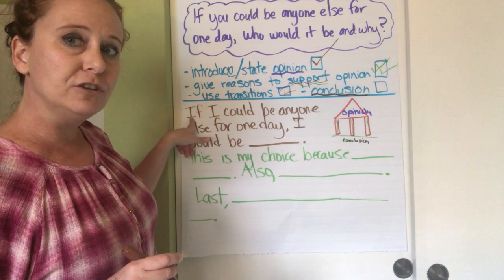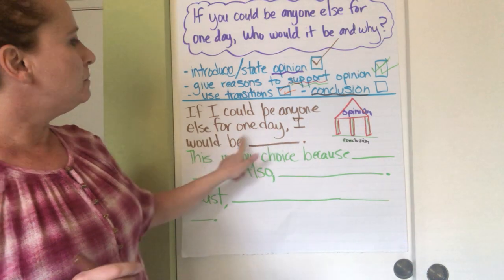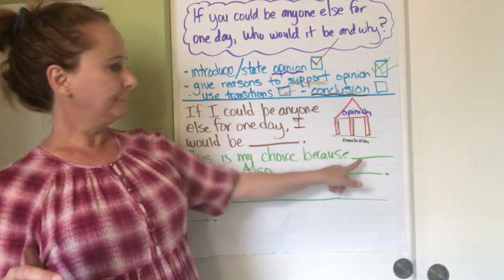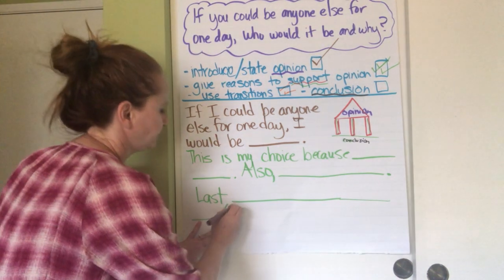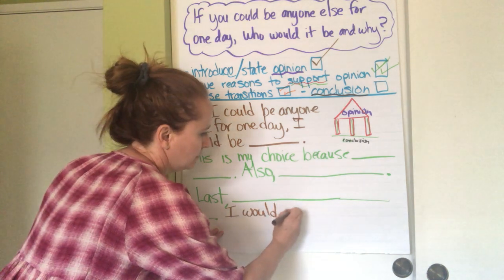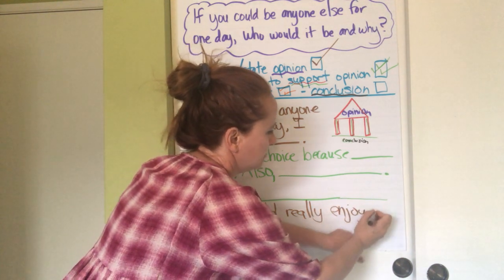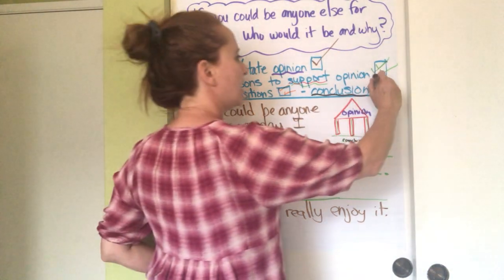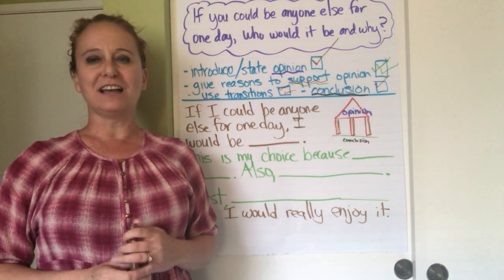By the way, one thing good writers always do is they go back and just check in on what they did. If I could be anyone else for one day, I would be, this is my choice because, also, last, I would really enjoy it. Okay, and that's it. That's the end. That's my conclusion, so I can check that off. And now I have my opinion piece. I hope that helps you get some ideas in your head as well. Can't wait to read them.